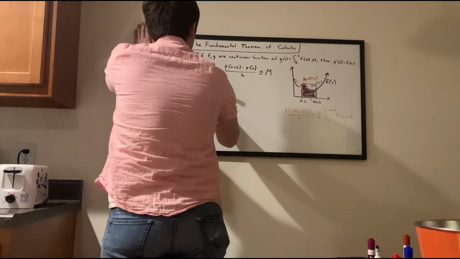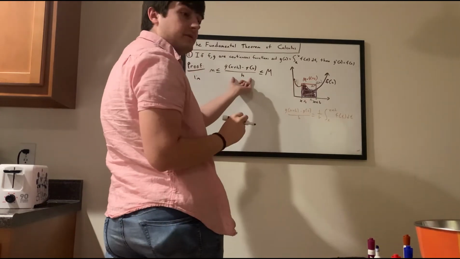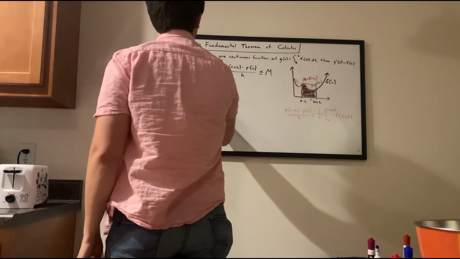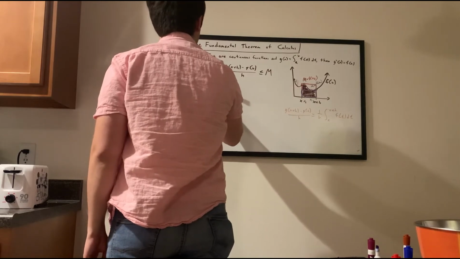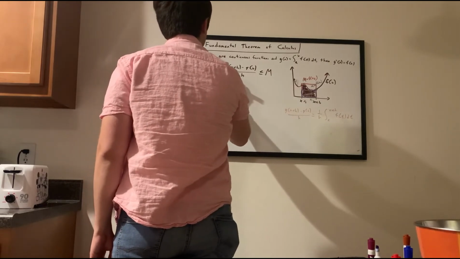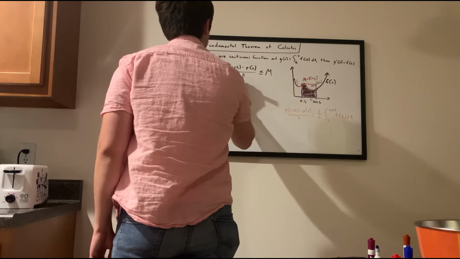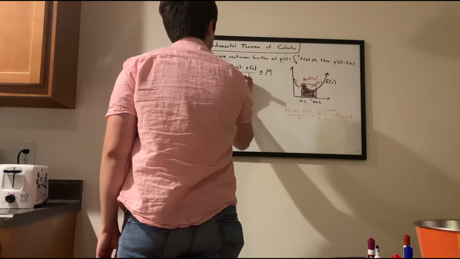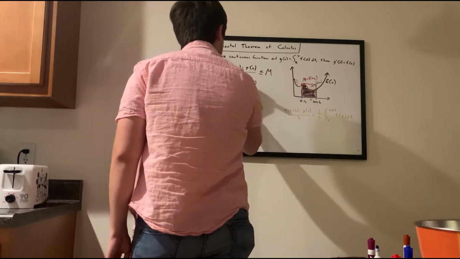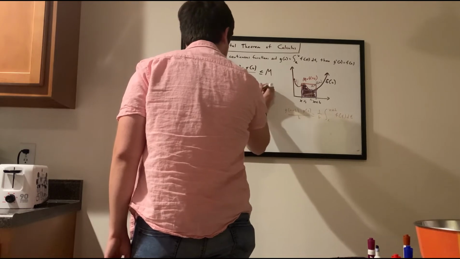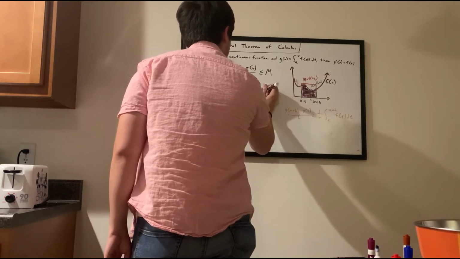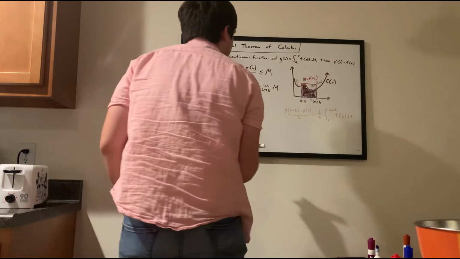Right? So now all I need to do is take the limit of this to get the derivative. So I'm going to do the limit as h approaches 0 of m, which is going to be less than or equal to the limit as h approaches 0 of g of x plus h minus g of x over h, which is less than or equal to the limit as h approaches 0 of big M.